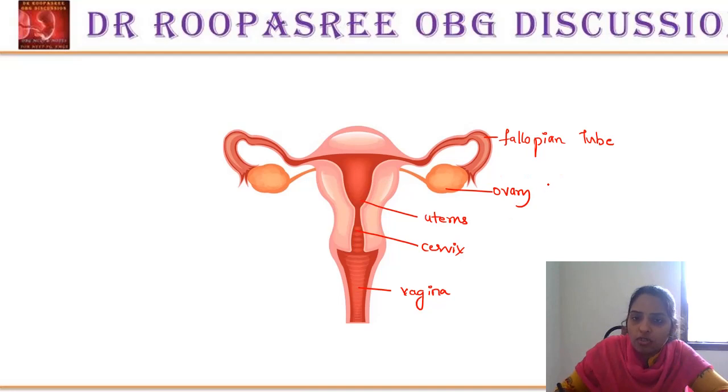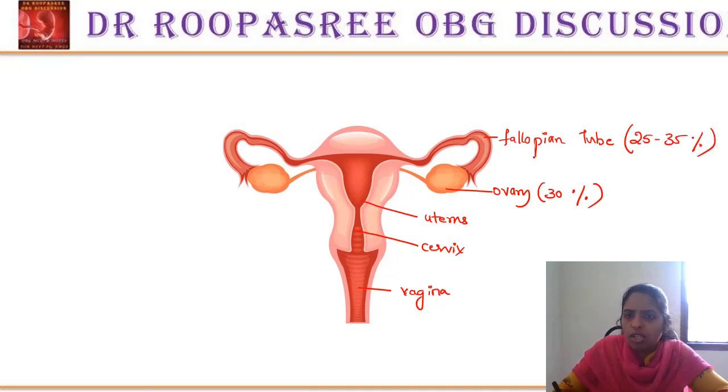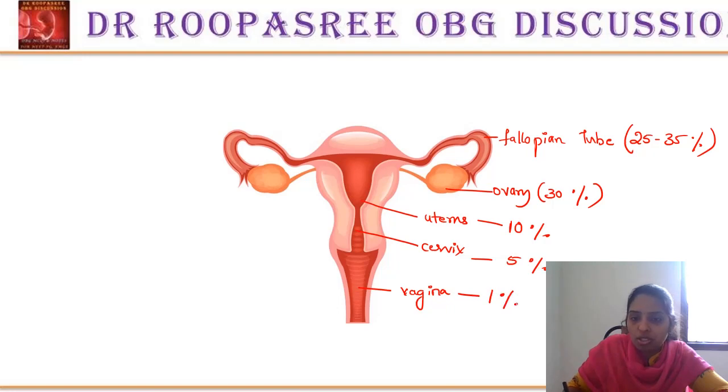In case of the ovary, the percentage of causes of infertility will be 30%, and the fallopian tube will be 25 to 35%. Almost, ovary and fallopian tube both will be 30% only. The uterus will be 10%. Cervix will be 5% and the vagina will constitute about 1%.